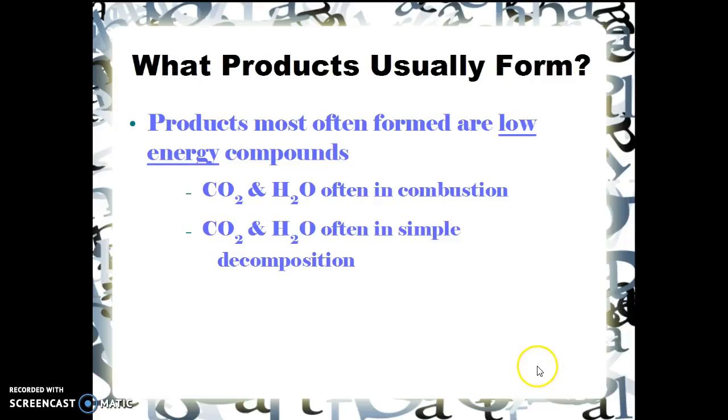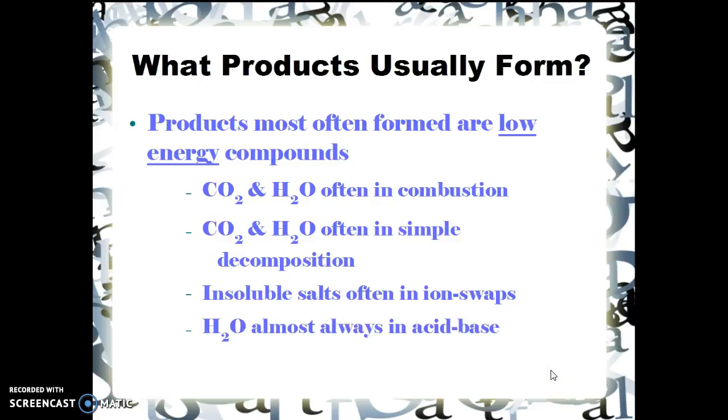In simple decompositions, carbon dioxide and water are often products as well. In ion swaps, insoluble salts are often produced because they are very low energy compounds. And in acid-base reactions, water, a low energy compound, is almost always produced. So it's always a safe bet to guess on one of these low energy compounds coming from a chemical reaction if the reactants will make it happen.